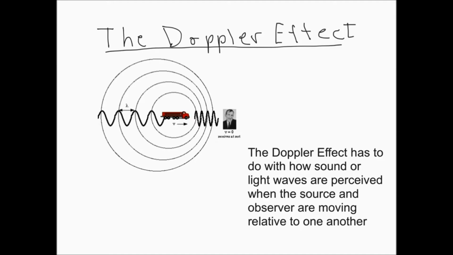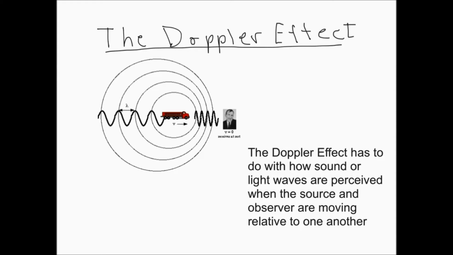This section is on the Doppler effect. The Doppler effect has to do with how sound or light waves are perceived when the source and observer are moving relative to one another. We've all seen a situation where a fire truck or some vehicle with a siren is approaching us, and so in this picture we would be over here where this observer is.